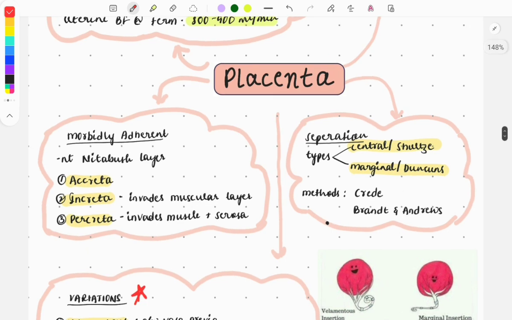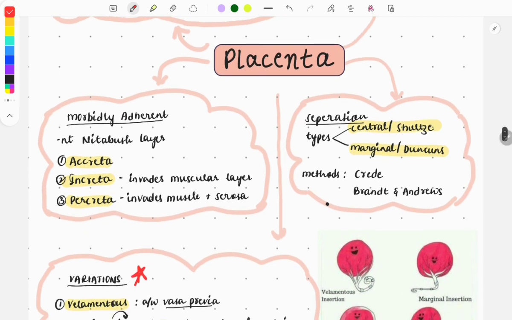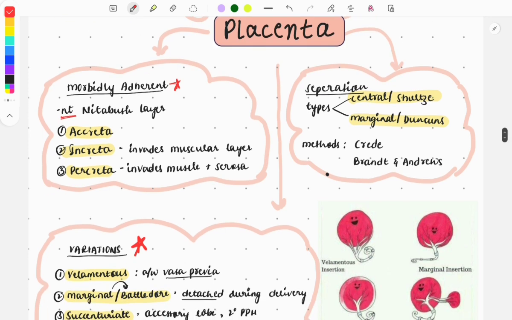Then moving on, morbidly adherent placenta. This is a condition in which the placenta is strongly attached to the uterus and is not separating, and it occurs due to the absent Nitabuch layer. So the absent Nitabuch layer will cause this condition, and this is called the morbidly adherent placenta. This is also of three types: accreta, increta and percreta.